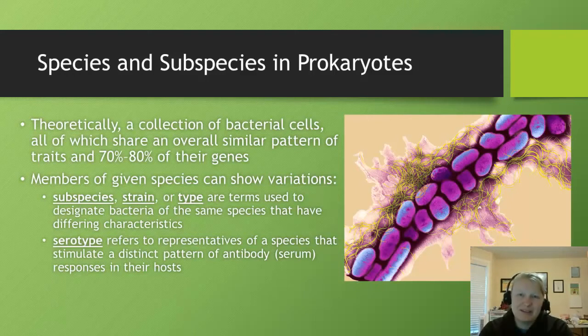However, within the species, we can have several subspecies, strains, or types. These are distinguished because they have different characteristics. This can be seen in a whole variety of bacteria. We also have subclasses or serotypes, but the difference is that a serotype creates a different antibody response within the host compared to a subspecies, strain, or type.